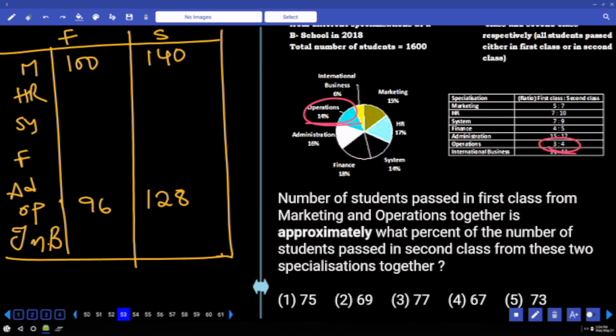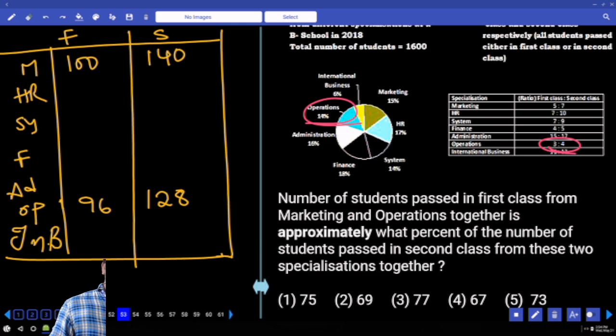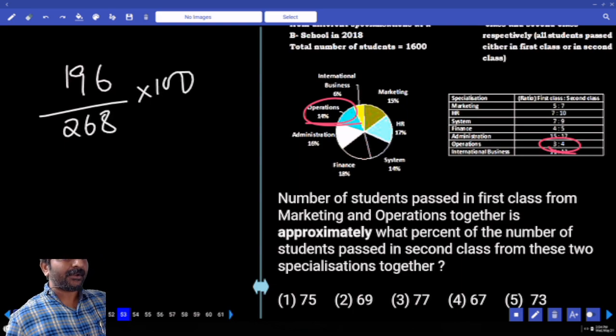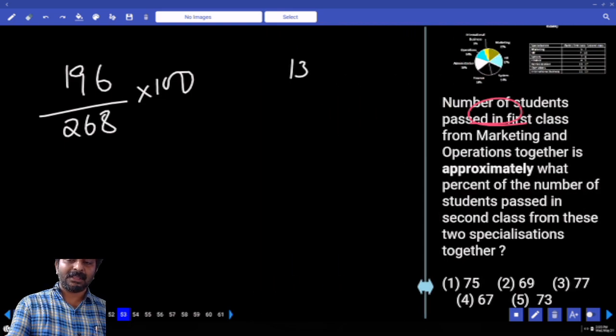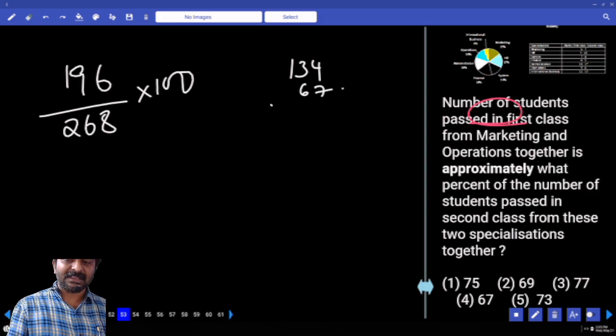Number of students passed in first class from marketing and operations together. How much? 196. In the denominator, 260 percentage into 100 only. Now you need to identify your answer. Now, okay, what is 50% of the denominator? 134. Our numerator is much more than that number. 25%, again half of this fellow. 67. That means this is 201, right?